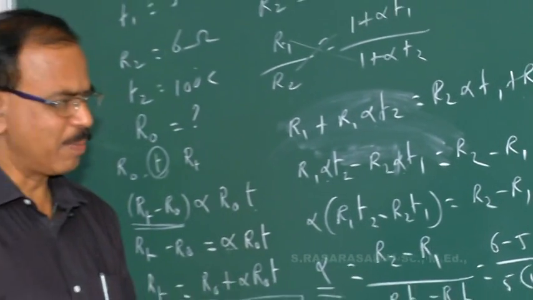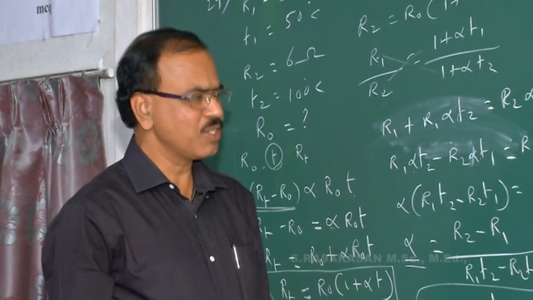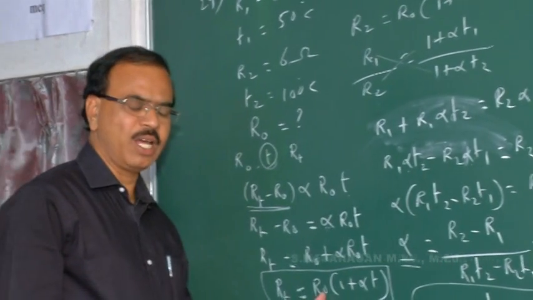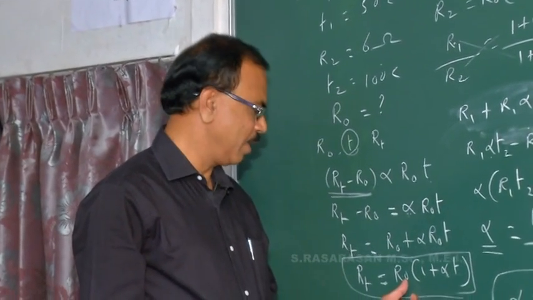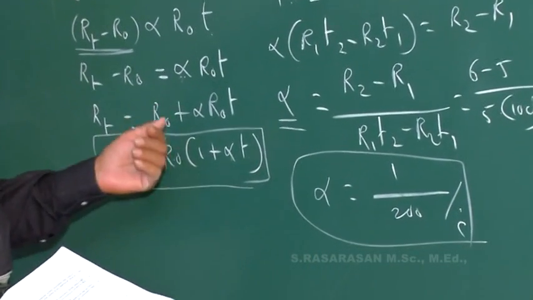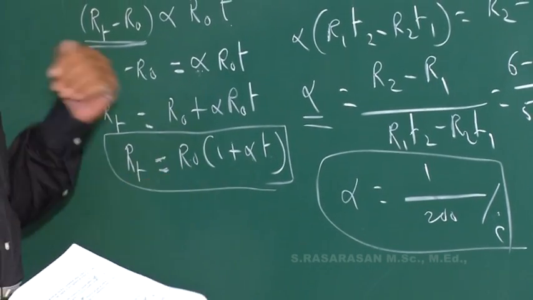So the answer for the problem is 4 ohm. To calculate the resistance at 0 degree Celsius, the formula required is RT equal R0 into 1 plus alpha T. So R0 equal RT by 1 plus alpha T. If alpha is known, then only it is possible to calculate R0.